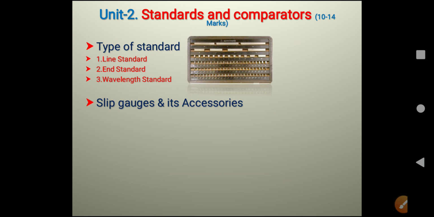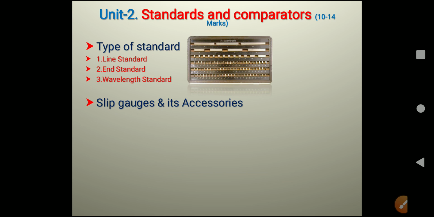In such kind of unit we are going to discuss types of standards, what is meant by slip gauge, slip gauges and accessories. We have already discussed comparators, classification of comparators, and their relative advantages and disadvantages. So briefly today we are going to summarize the same contents, types of standards. Line standard, end standard, wavelength standard are three types of standards.